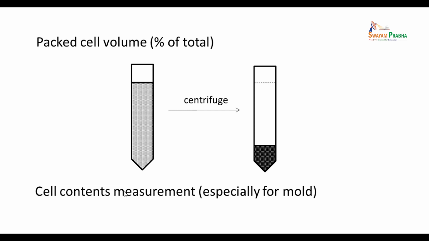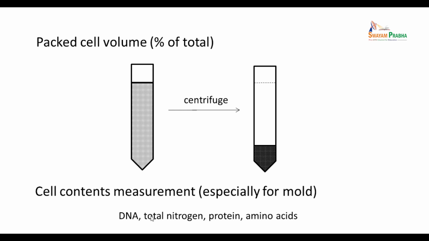The next is cell contents measurement, especially for mold, which grows by extension of hyphae, not by division of cells. The amount of DNA, the amount of total nitrogen, the amount of protein, the amount of amino acid in cells could be measured. And if we assume that the percentage DNA per cell does not vary too much, then this becomes a direct measure of the cell concentration itself. This is the basis for the measurement of cell concentration through the measurement of its contents.